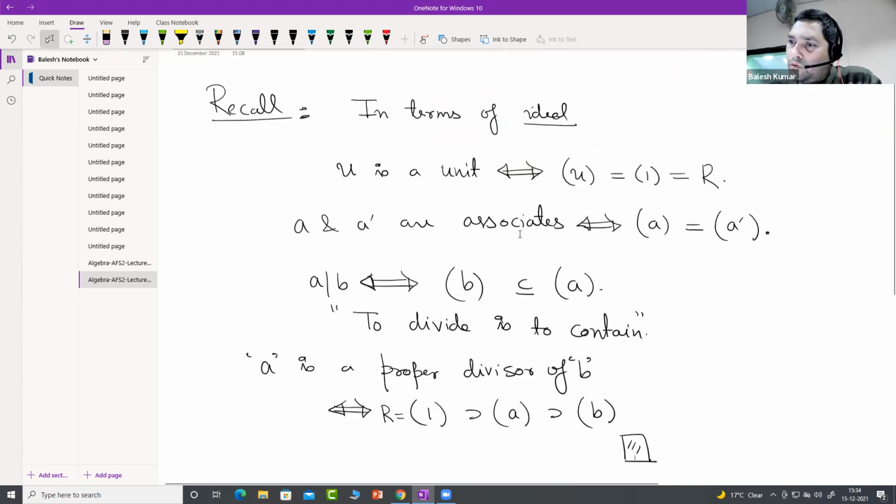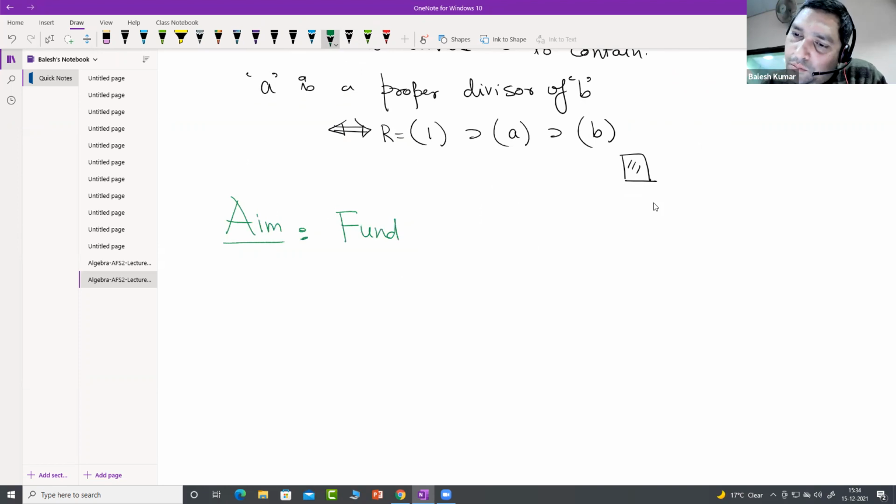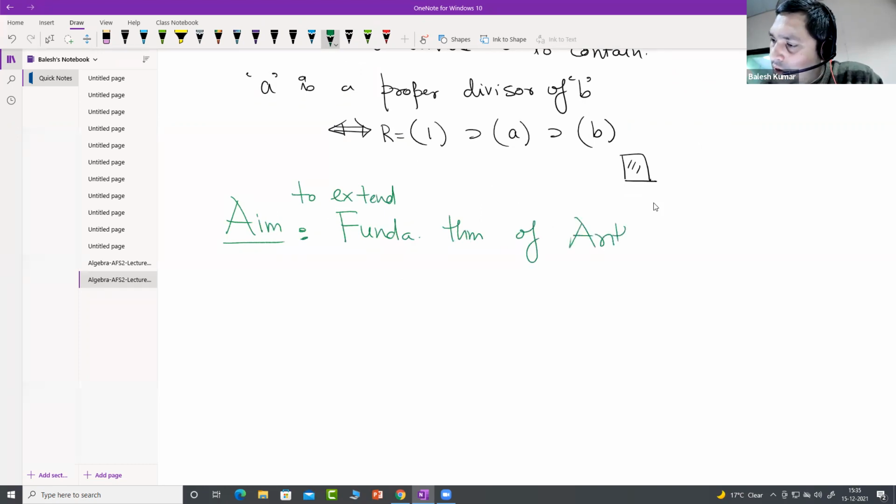Now let us come to our original question. Our aim is to extend the fundamental theorem of arithmetic for a general integral domain R, where R is an integral domain. This is our aim.